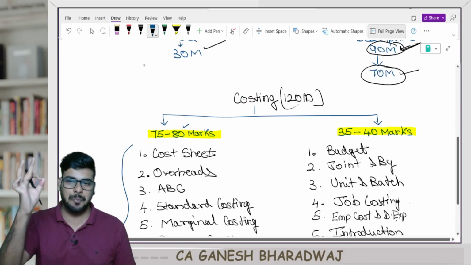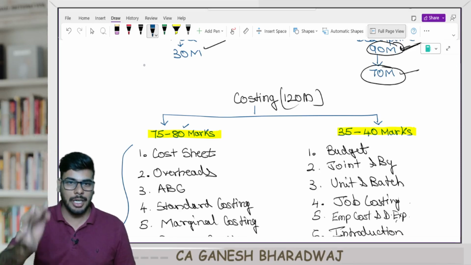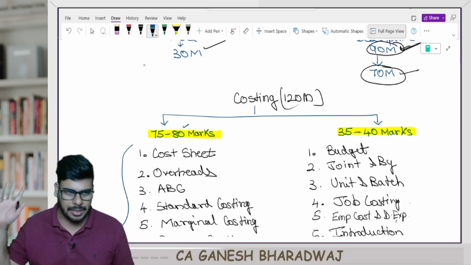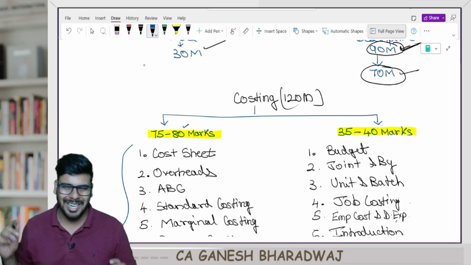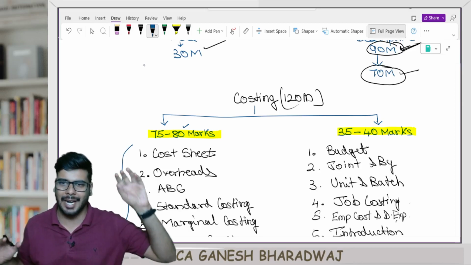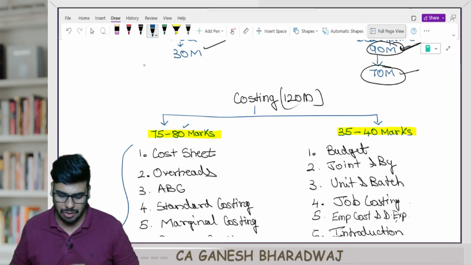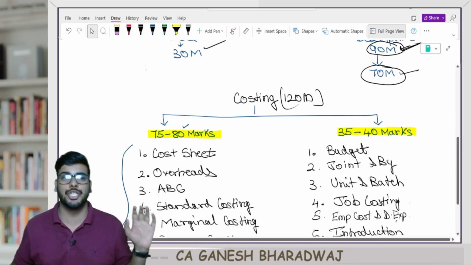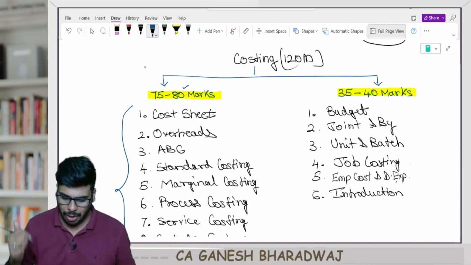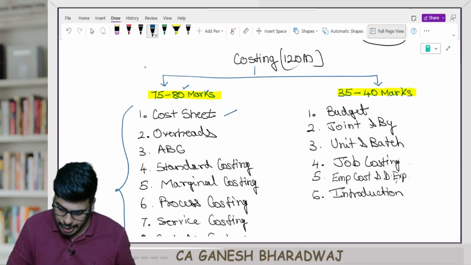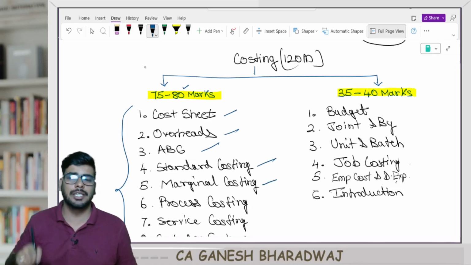Now, your first priority should be on these 9 chapters. Now, learn it properly. Don't even skip a single area. Learn it properly, conceptually. Do everything, anything that comes from this area, be it an MCQ or a theory or a practical question, anything that comes from this area, you must be in a position to handle it, right? Now, especially the top priority chapters are cost sheet, overheads, ABC, standard costing, marginal costing. These are the top 5 chapters.